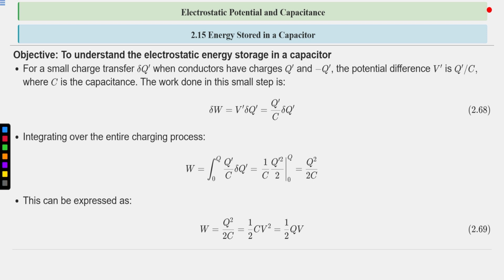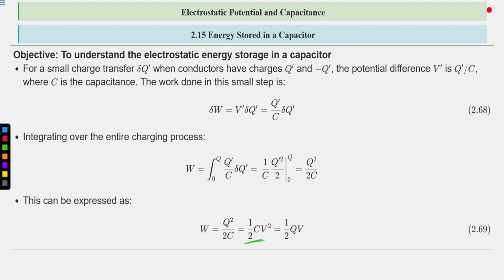And you can also change this equation according to the situation. You can eliminate Q from here. You can put Q as CV, so it will become C squared V squared over 2C. One C will cancel out, so it will become CV squared by 2. So it is the second equation.